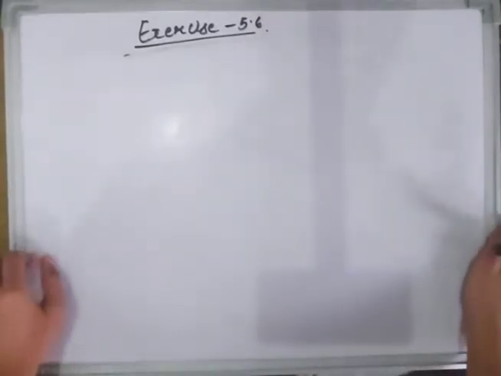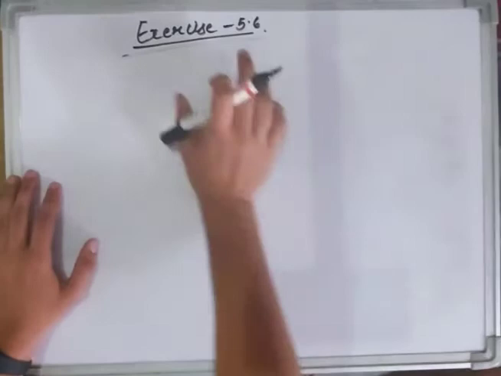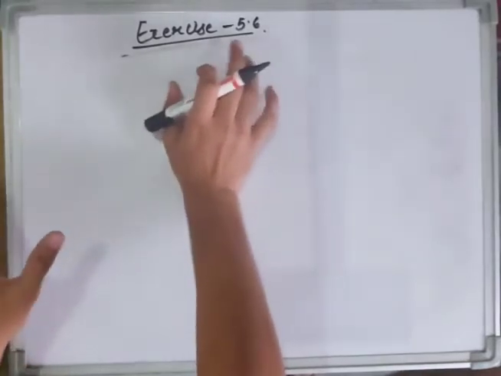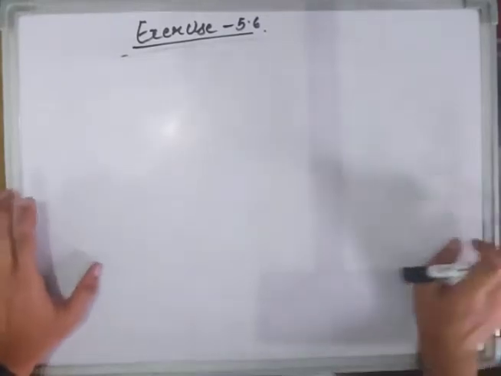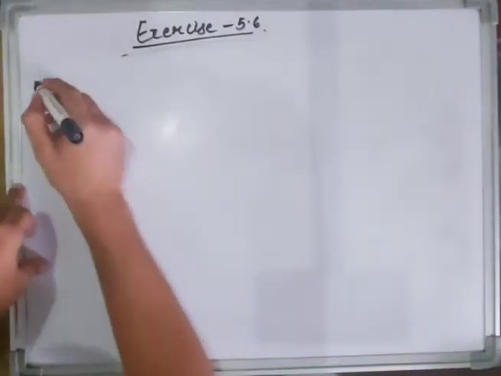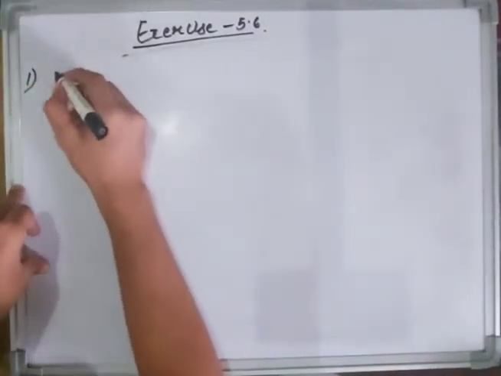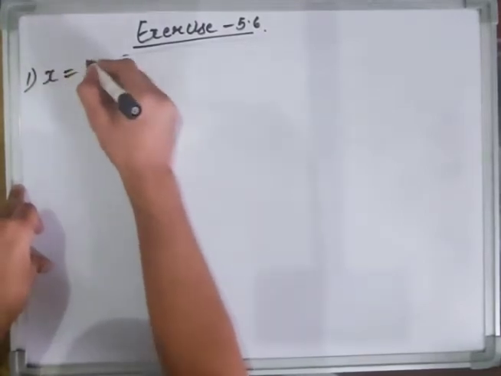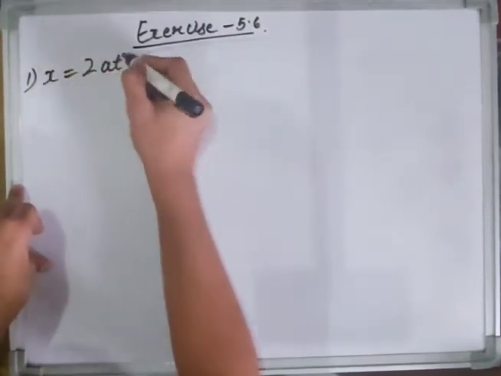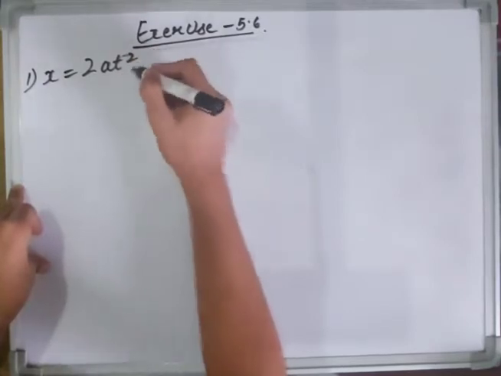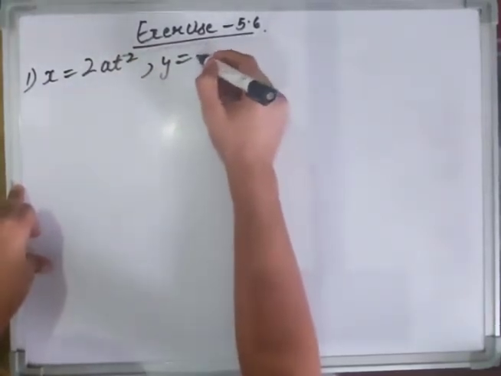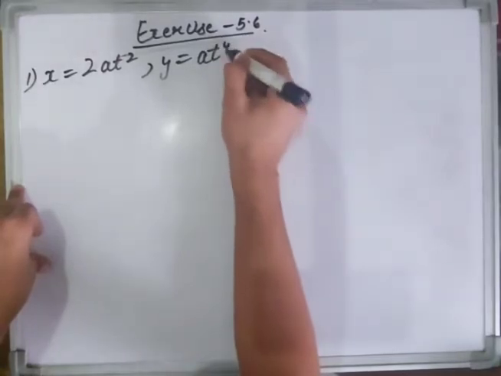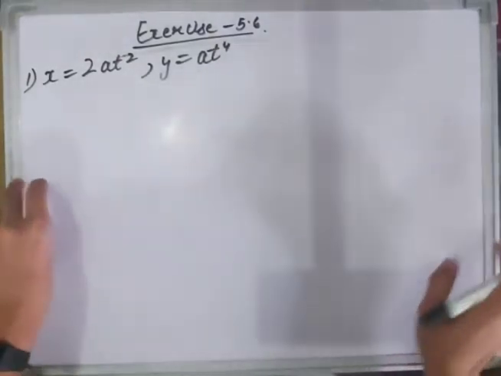This is Harsh and in this video we will discuss exercise 5.6 questions from the 5th chapter of class 12th mathematics. So let's begin with our first question, which is x equals 2at square and y equals at raised to power 4.